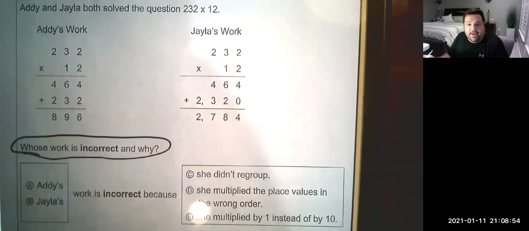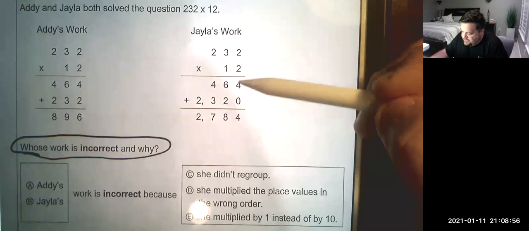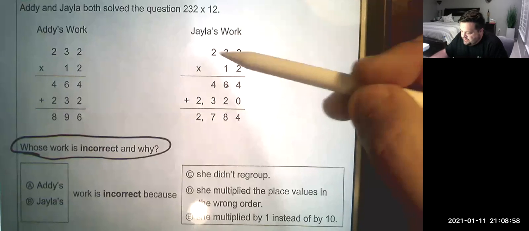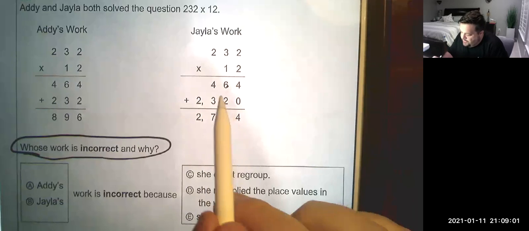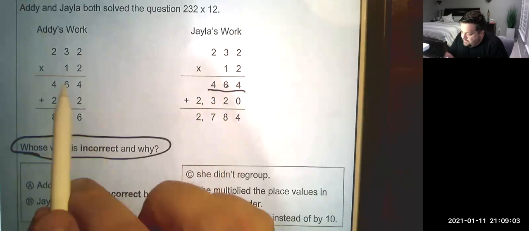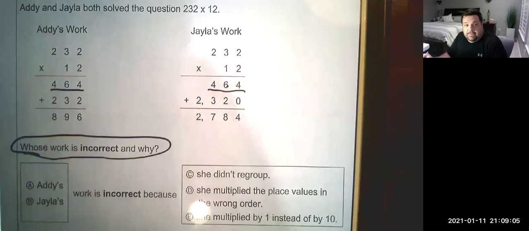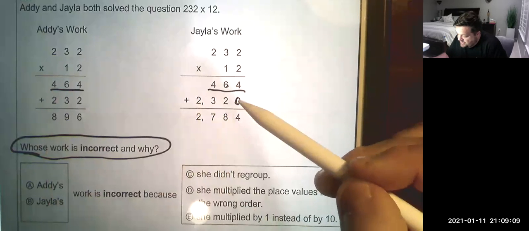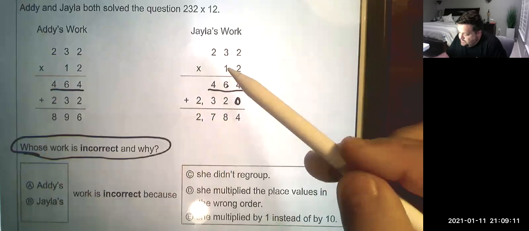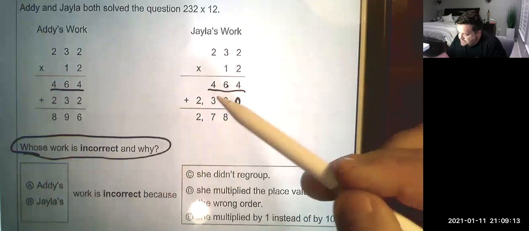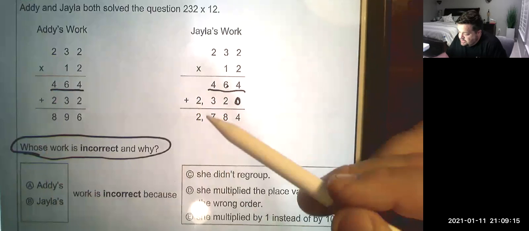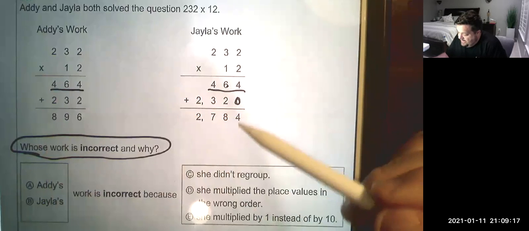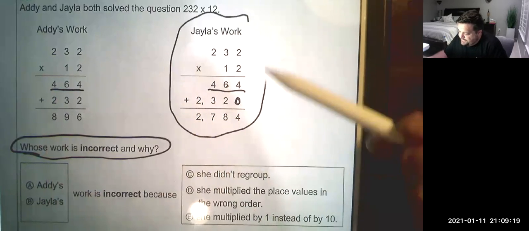Whose work is incorrect? Well, if I look at Jayla, 2 times 2 is 4, 2 times 6 is 12, 2 times 2 is 4. So they both have the ones part right. Now let's look at the next part. Jayla puts in her placeholder here. 1 times 2 is 2, 1 times 3 is 3, 1 times 2 is 2, 2,000. They add it out. So Jayla's correct.